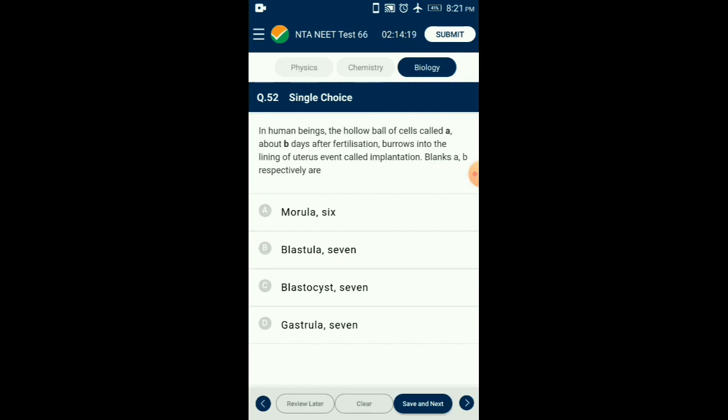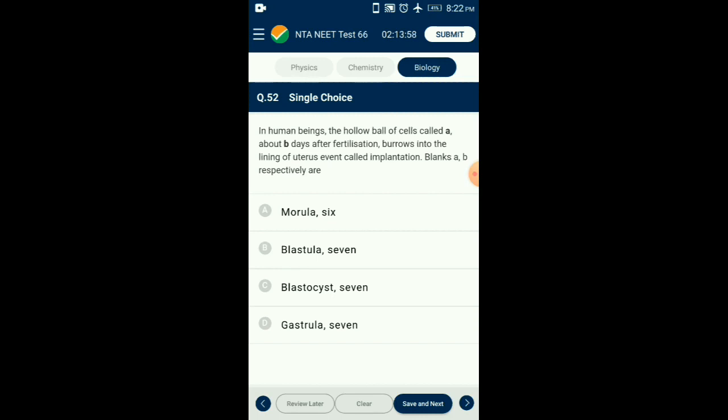Question number 52. In human beings, the hollow ball of cells called A, about B days after fertilization, burrows into the lining of uterus, an event called implantation. Blanks A, B respectively are.